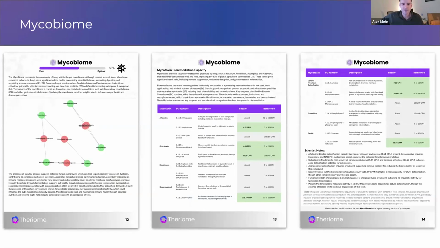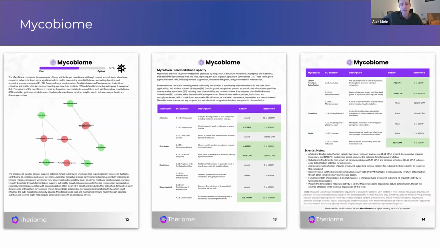So looking specifically at the microbiome section of the report, we look at the taxonomy. So what types of fungi are present in the sample, at what abundance, and then also what key features are tied to those. And we provide scientist notes at the end of this section, giving you interpretation of this specific profiling. Very important, and of course the main point of this talk today, is the subdomain of mycotoxin bioremediation capacity.